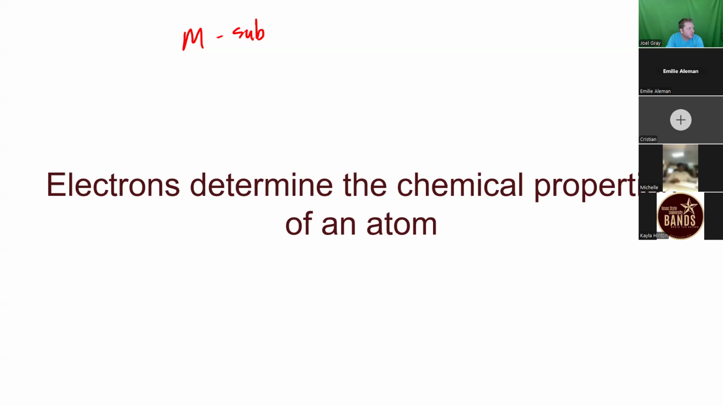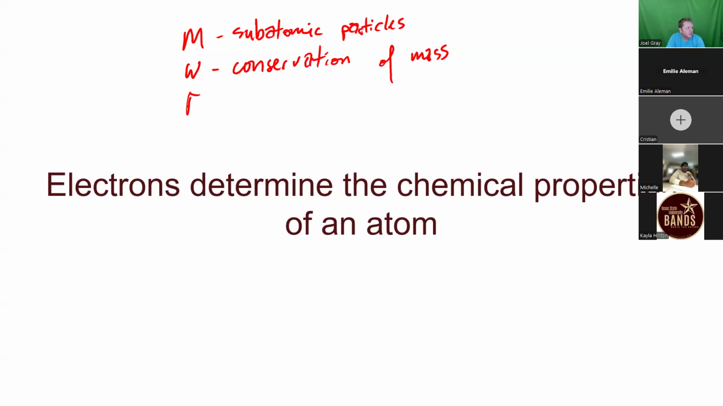So subatomic particles. Then on Wednesday, we talked about scientific laws, so conservation of mass. And then on Friday, we discussed electrons, those subatomic particles, and how they determine the chemical properties of an atom.